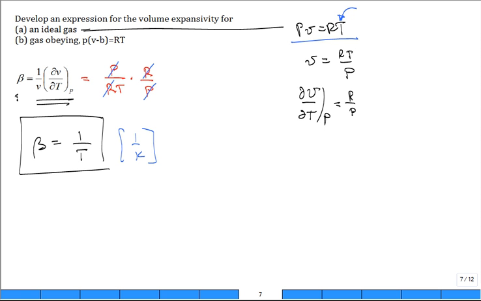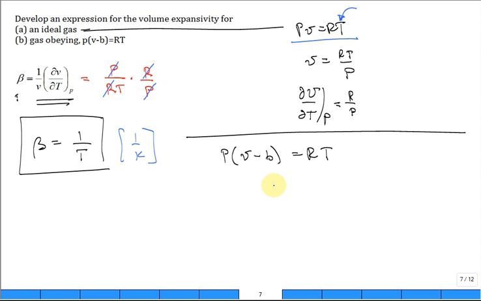Now, once you've done it for an ideal gas, you can now do it for a gas obeying this equation, which is P times V minus B equal to RT. So that coefficient B could change if it's this ideal gas or that ideal gas, oxygen or nitrogen or argon. But let's go ahead and try to do the same thing, calculate beta analytically for this gas obeying this equation of state. Well, rearrange it such that you get V is equal to B plus RT over P.